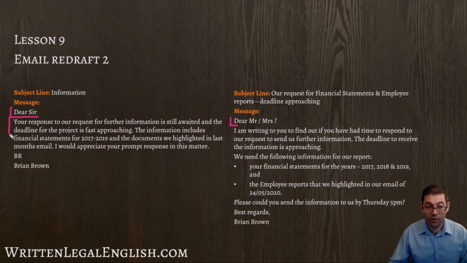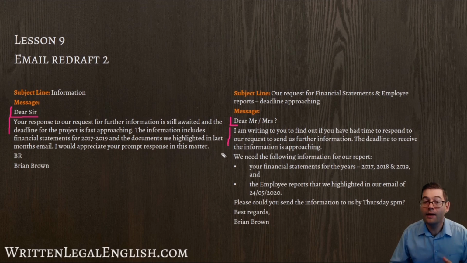Let's have a look at how the email started here. "Your response to our request for further information is still awaited, and the deadline for the project is fast approaching." Here we've got passive forms, very little information about who asked for what or what the relationship is between the people. So we've got to make this a lot clearer. And that's what I hope I have done in my suggested answer.